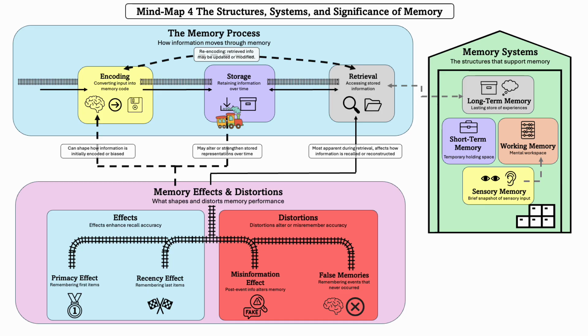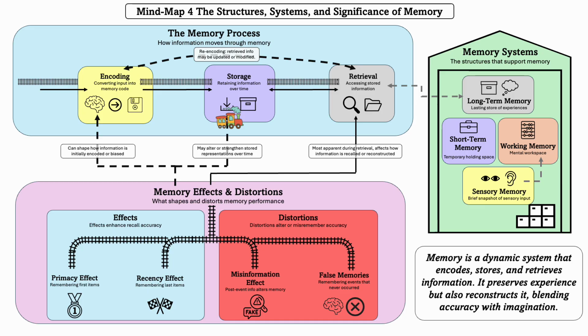Memory is a dynamic system. It doesn't just record life, it rebuilds it. It encodes, stores, and retrieves information, preserving experience while blending it with imagination. Each time we remember, we're not just looking back, we're recreating the story anew.